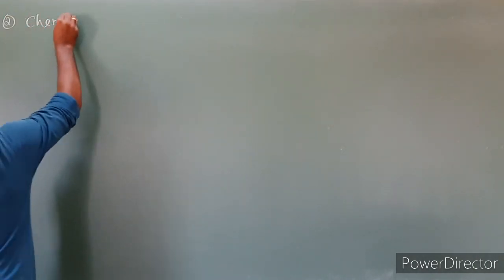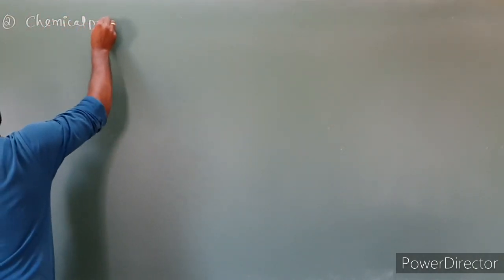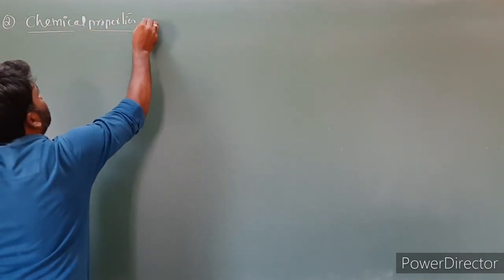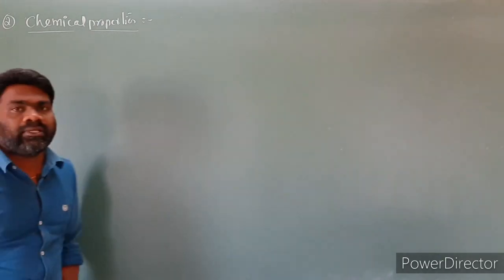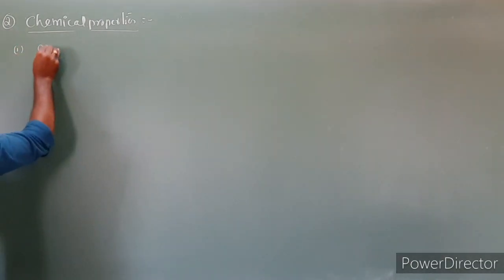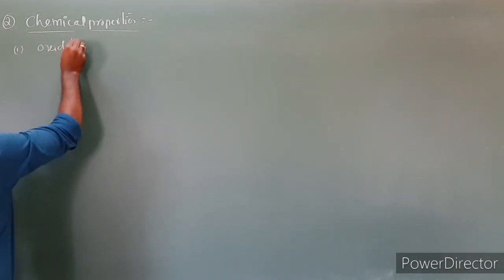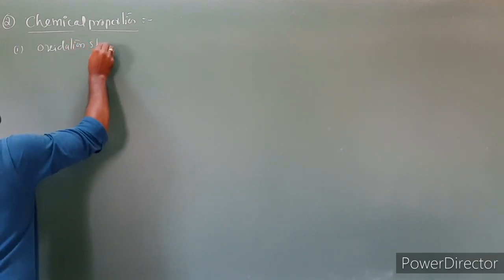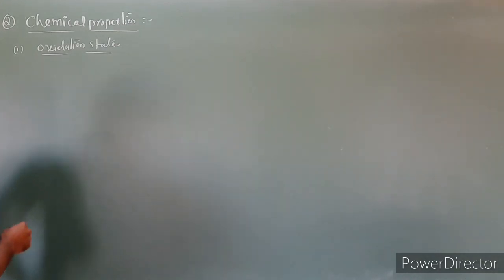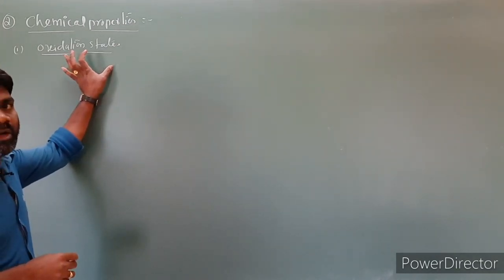Next, chemical properties. This is the second one. Chemical properties of group 16 elements. In that, the first one is oxidation states of group 16 elements. First, we have to take the common oxidation state.